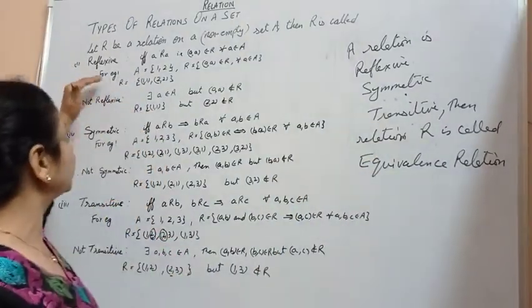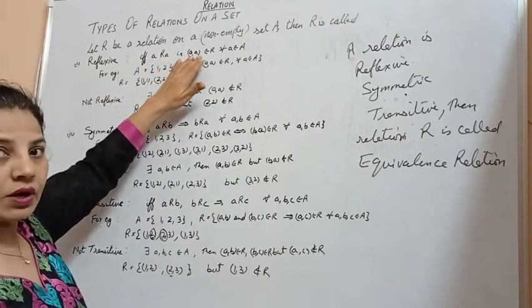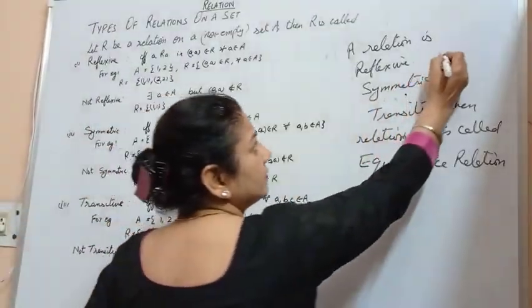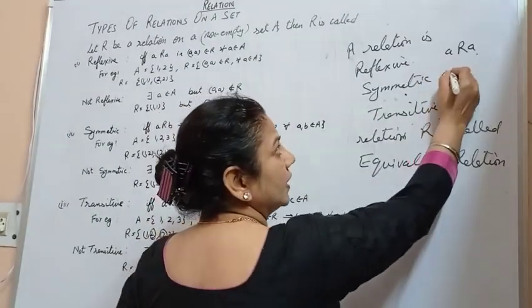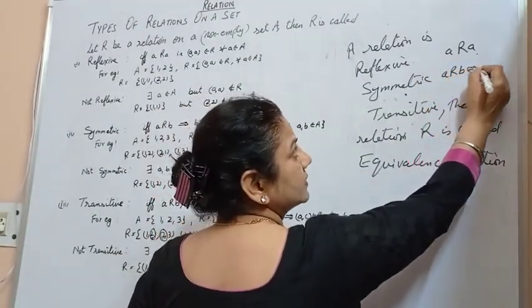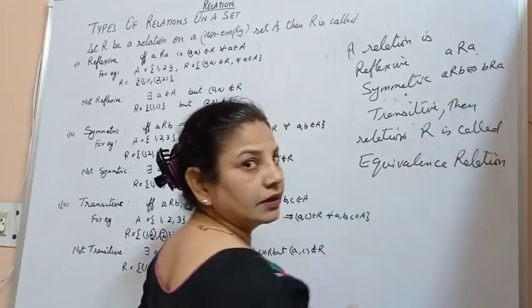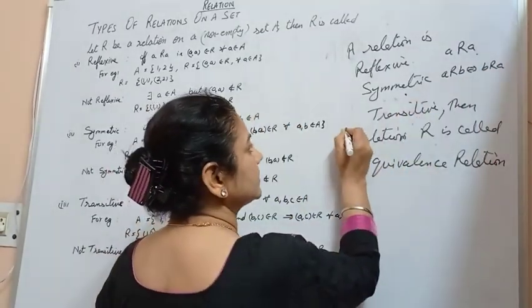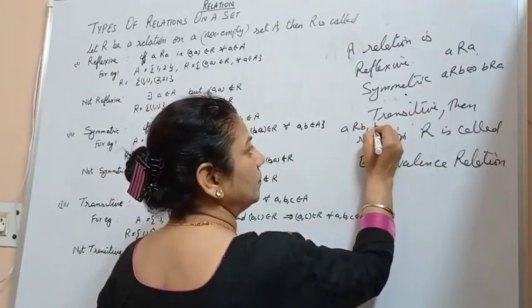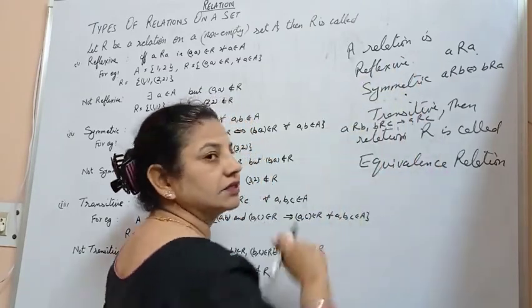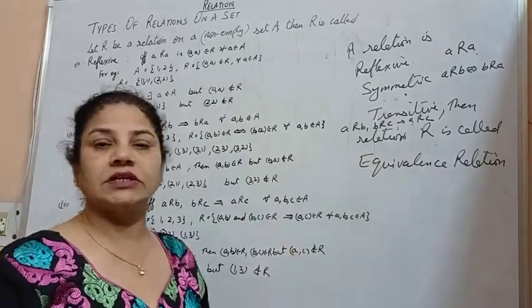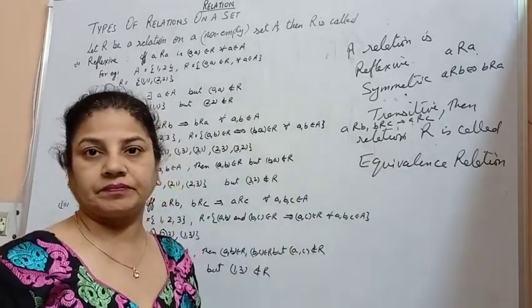That means all the conditions should hold. Reflexive: a related to a should be there. Symmetric: a related to b implies b related to a. For transitive, a related to b and b related to c implies a related to c. If all these conditions are satisfied, then we say the relation is an equivalence relation.